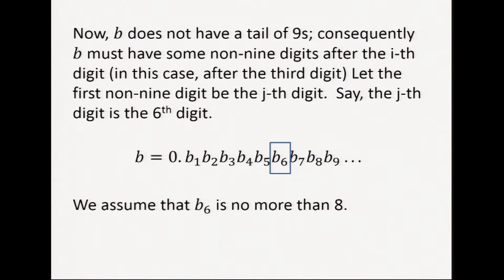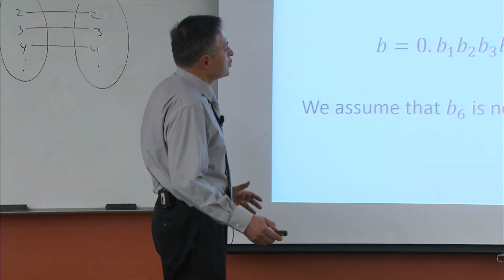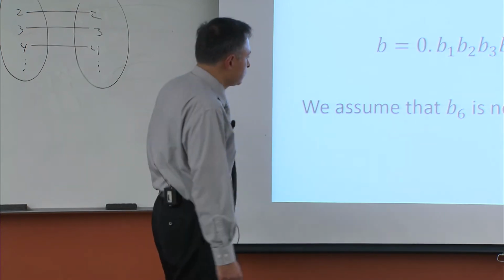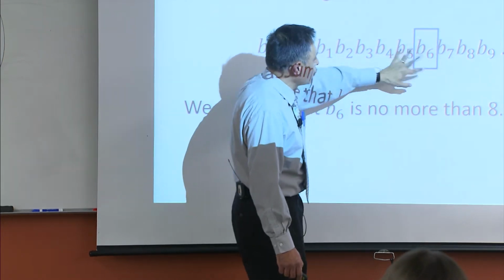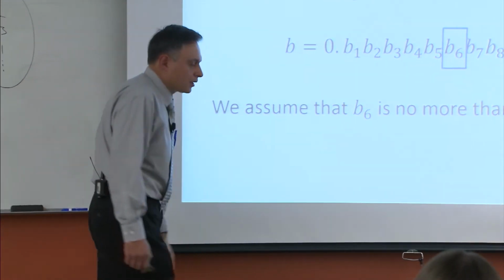Now, we're assuming that B doesn't have a tail of nines. If B doesn't have a tail of nines, that means that somewhere after this position we have a number that is not 9. That should be the jth position, the position where we don't have a 9. For simplicity of this presentation, we're just going to assume that that place is 6. The 6th position is not a 9. What about the other digits? We don't know, but this position does not have a 9.